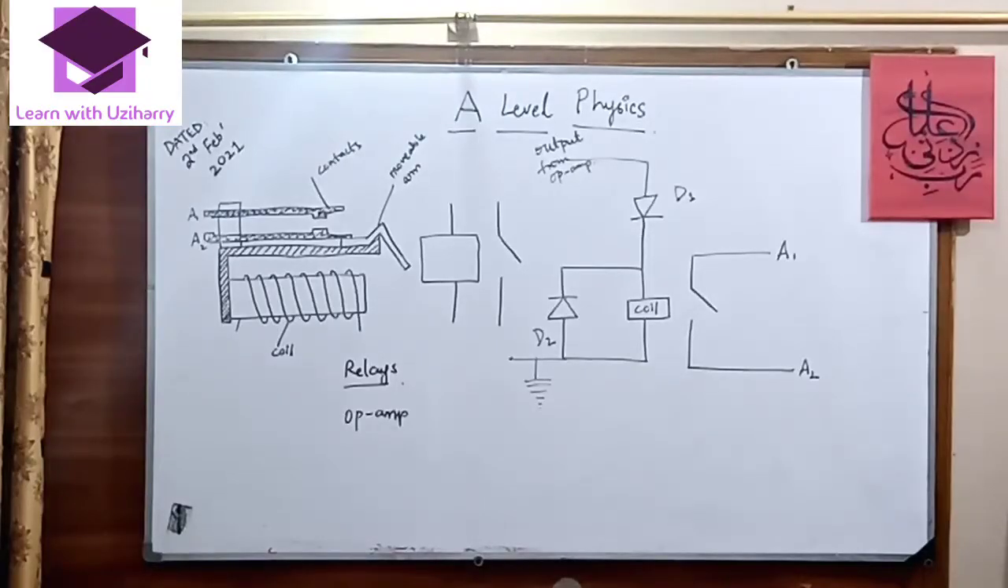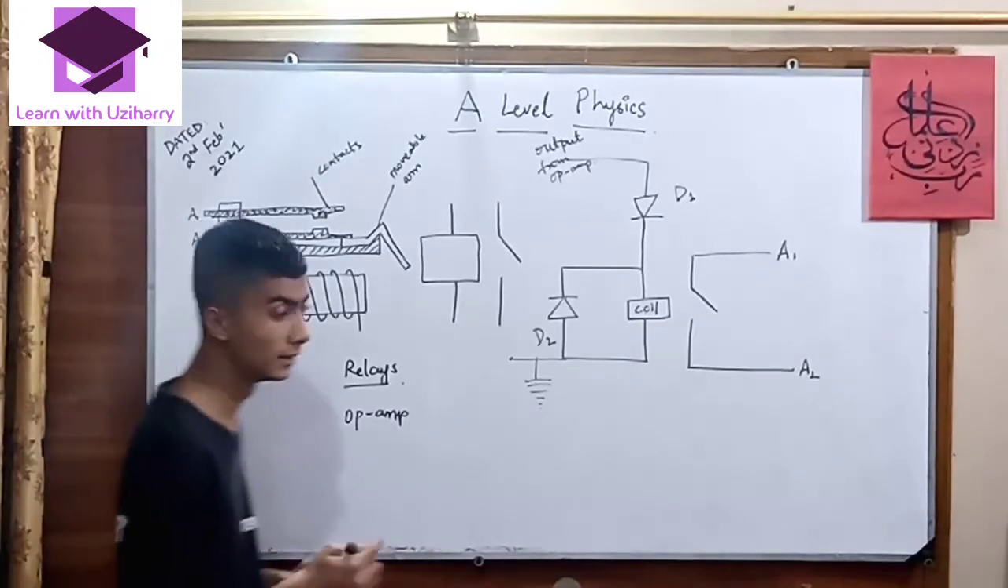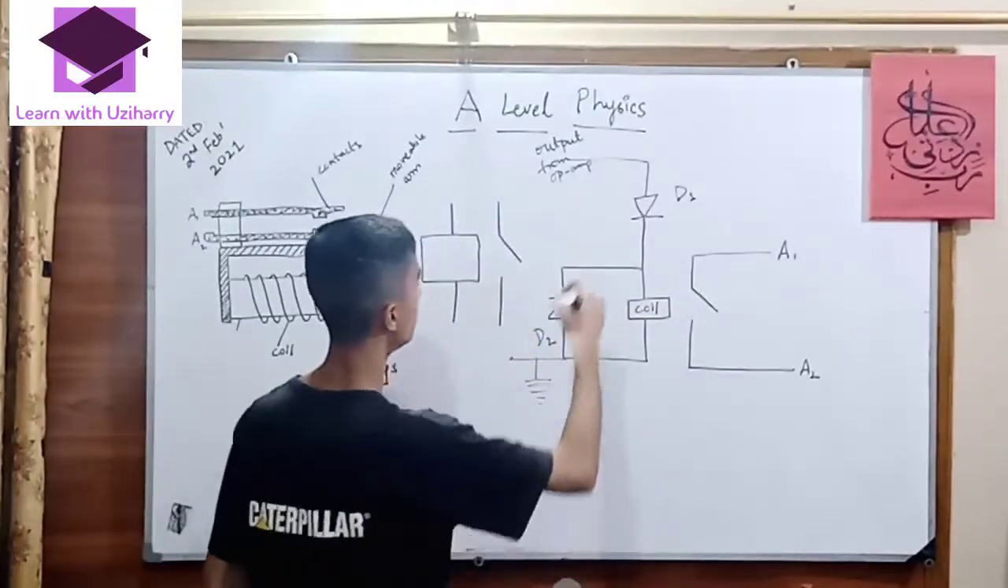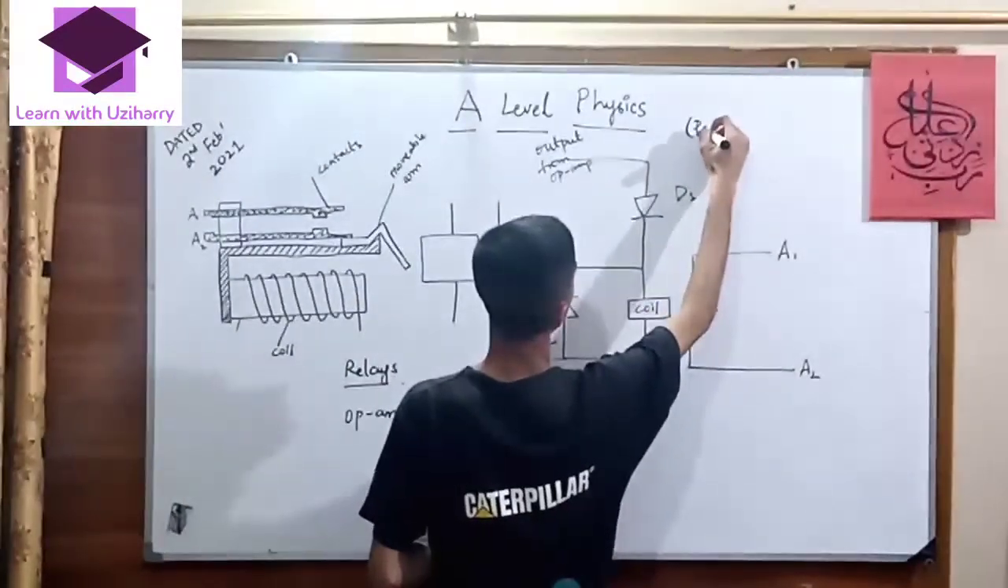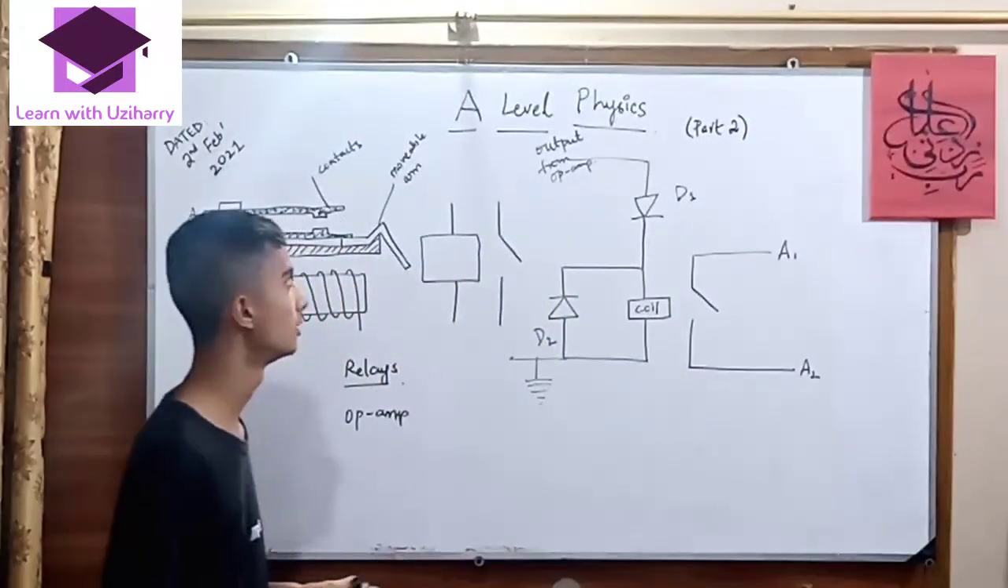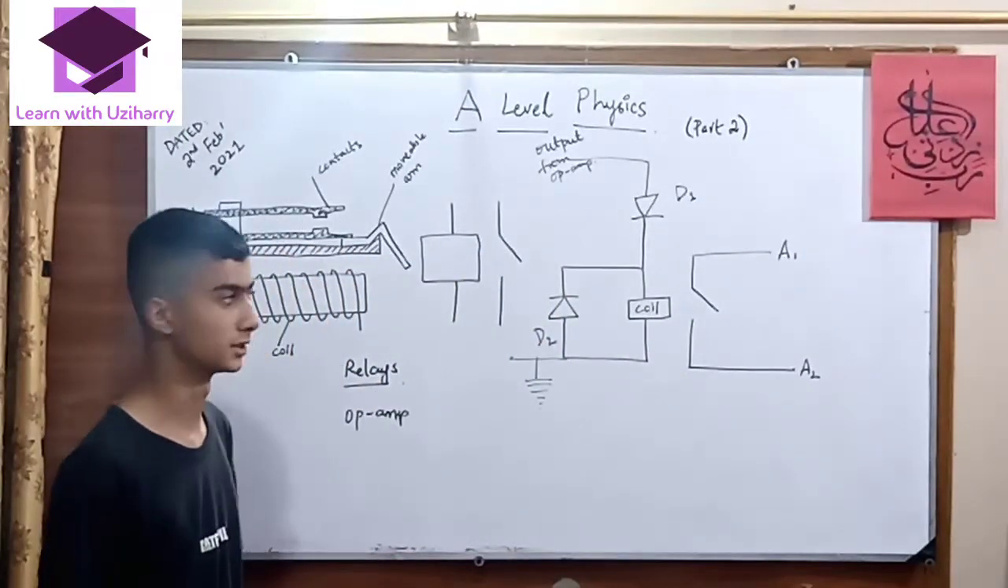Okay, Assalamualaikum everyone. In this video, we are just going to discuss some of the topics of A-level physics 9702 and the chapter on electronics. Basically, this video is part 2, and in part 1 we discussed most of the things of this chapter 25, electronics, of physics.